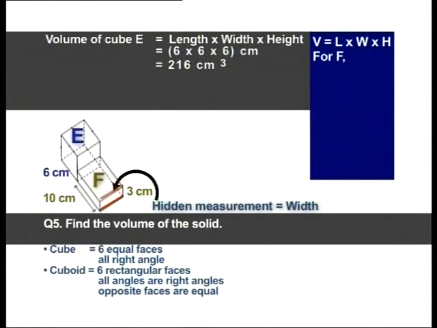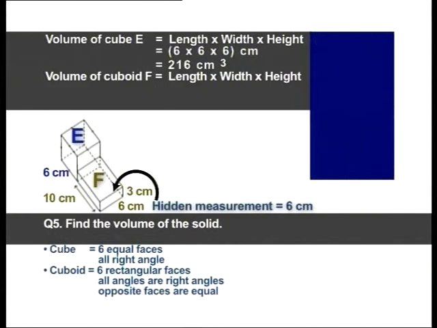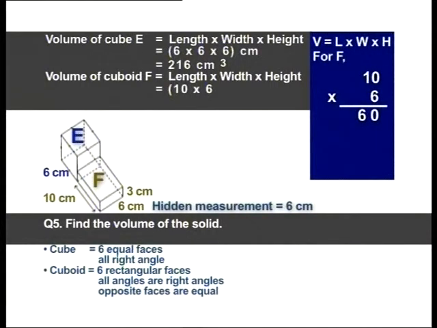To find the measurement, let's look at the opposite faces for answer. The opposite face is 6 centimeter. Now we know that the hidden measurement is 6 centimeter. Let's continue. Volume of cuboid F is equal to length multiplied by width multiplied by height. 10 multiplied by 6 equal to 60, and 60 multiplied by 3 equal to 180. The volume of cuboid F is 180 centimeter cubic.